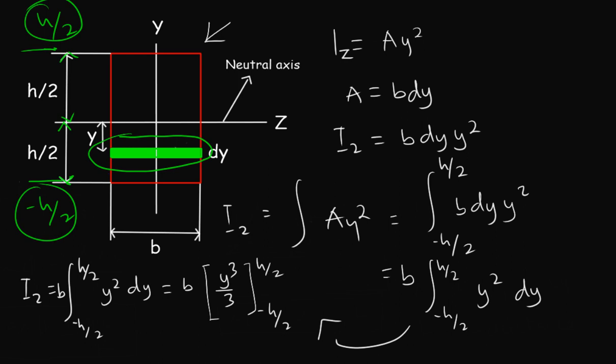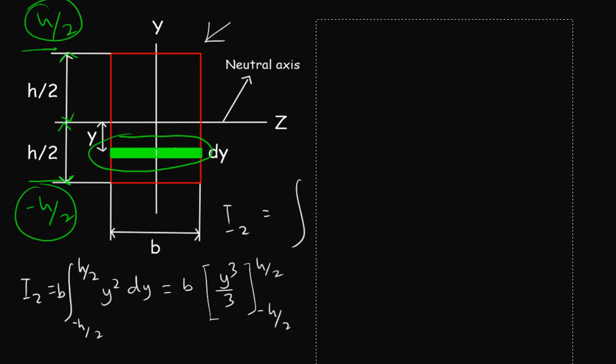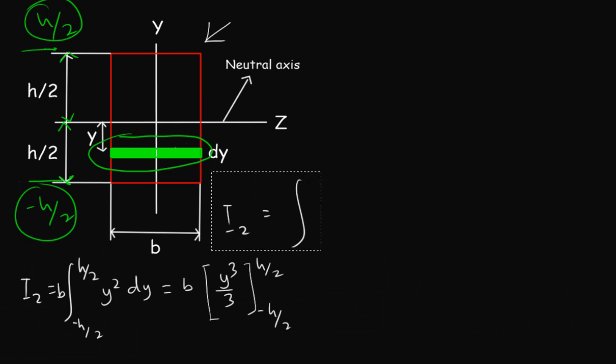All we have to do is to substitute the limit into this expression to get the total second moment of area for this rectangular cross section. So let's go ahead and do this. I'm going to free up some space so that we can continue.